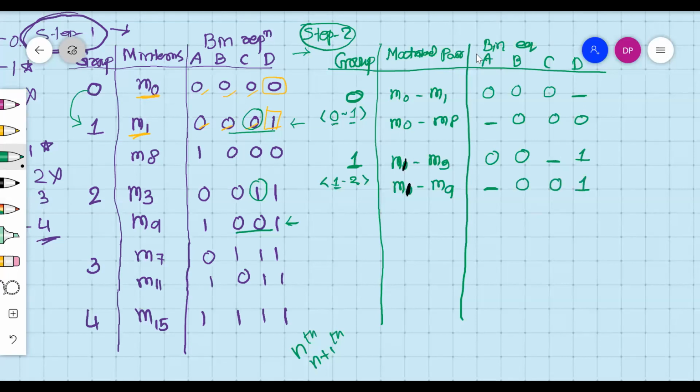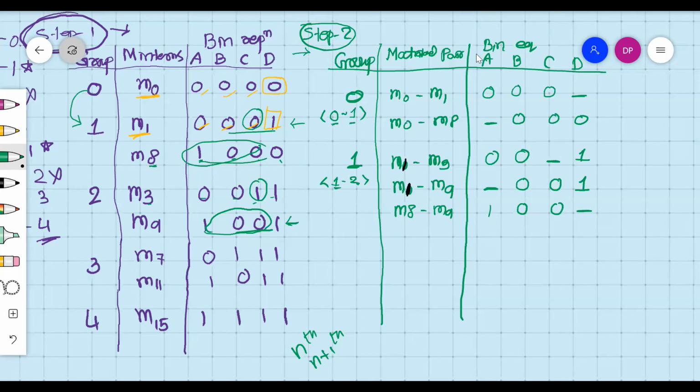Now the next comparison will be m8 and m3. How many bits are changing? The first bit is changing, the second is same, the third is changing, the fourth is changing. So m8, m3 is not a matched pair. Now compare m8, m9. Yes, the first three are matching, so we'll have m8 and m9 as another matched pair. This is 1, 0, 0, and the last bit is changing.